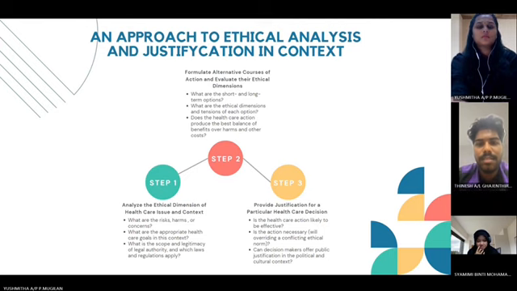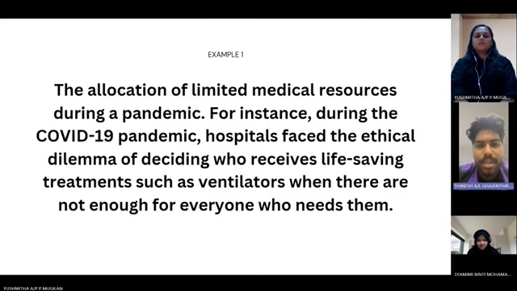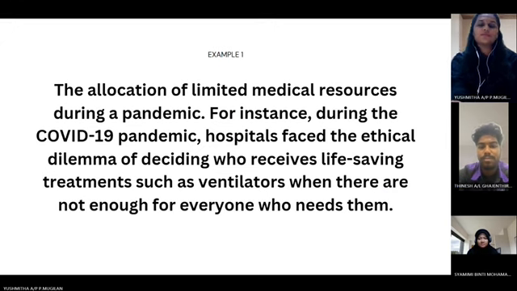Next, the allocation of limited medical resources during a pandemic. For instance, during the COVID-19 pandemic, hospitals faced the ethical dilemma of deciding who receives life-saving treatments such as ventilators when they are not enough for everyone who needs them. I pass to my second teammate.